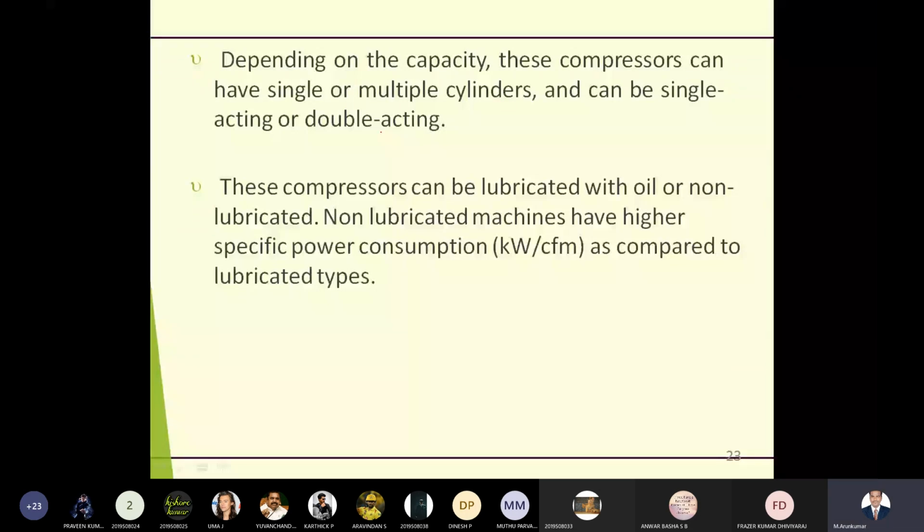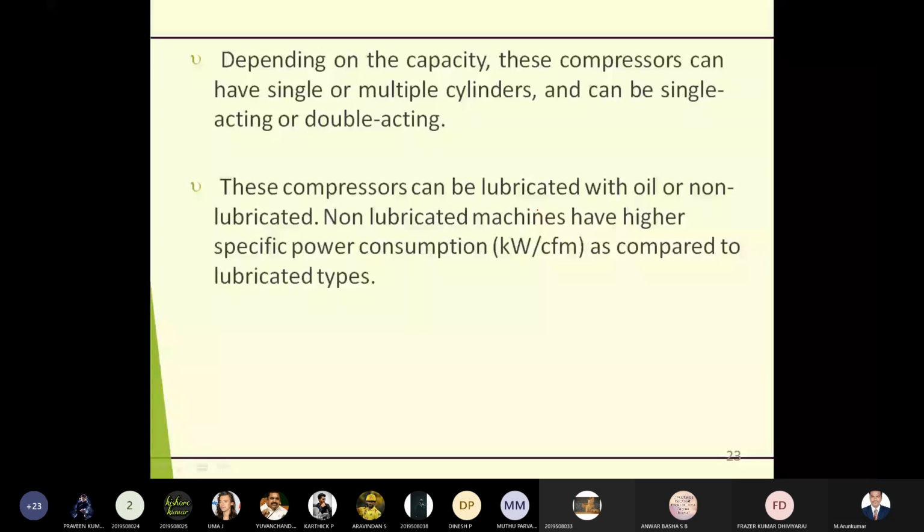Then the compressors can be lubricated with oil or non-lubricated. So we have two types also. The lubrication will be purely oil. Then the non-lubricated machines have higher specific power consumption as compared to lubricated ones, because we are avoiding the wear. There is a motion, so we need to provide lubrication. The main purpose of lubrication oil is to reduce wear and to avoid frictional forces, right? So non-lubricated machines have higher specific power consumption compared to the lubricated types. In the lubricated type, we avoid the frictional forces.